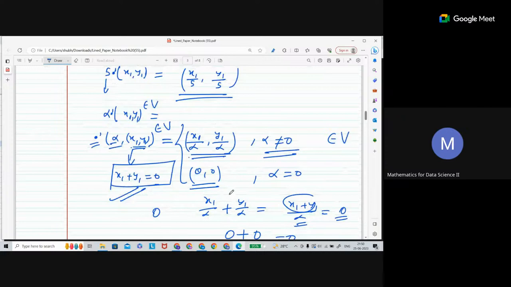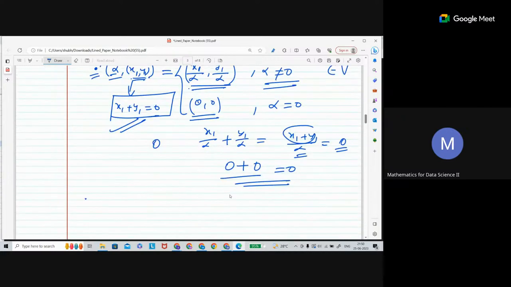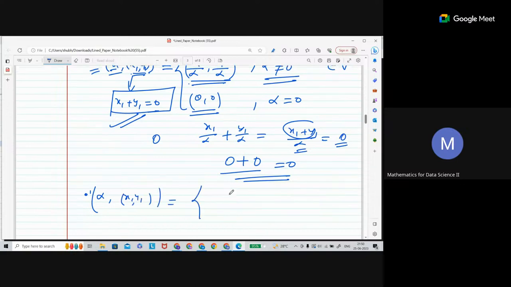What do you mean by closeness? Suppose I change the operation here: alpha dot (x1, y1) equals (x1 by alpha, y1 by alpha plus 1), with alpha not equal to 0, and (0, 0) when alpha equals 0.